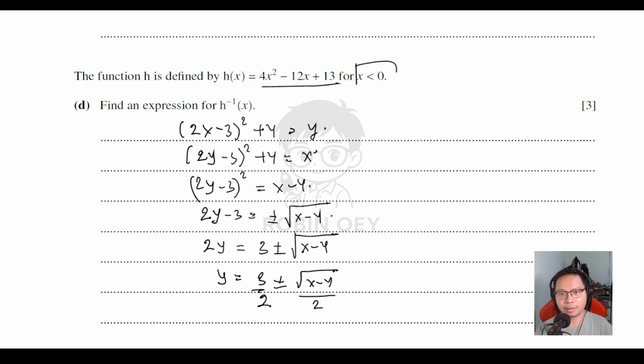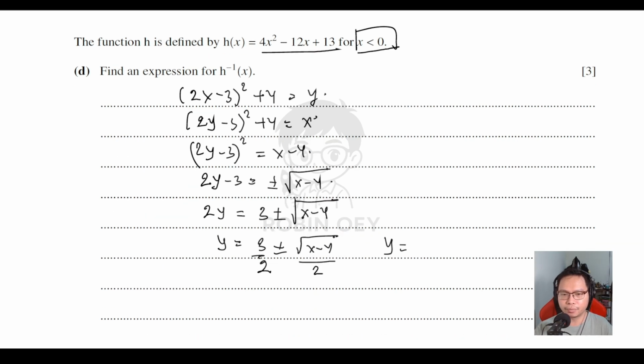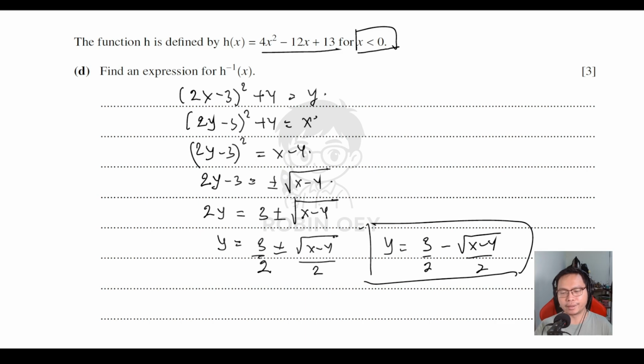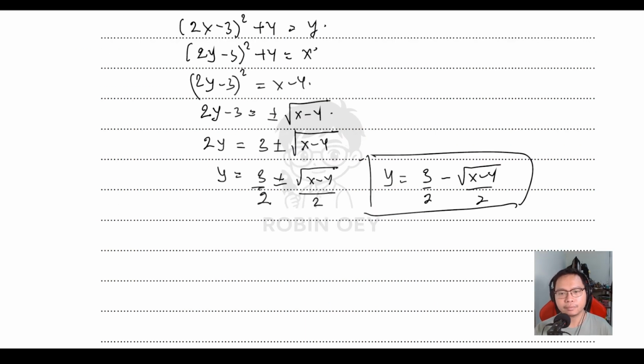So we go back to this: x is less than 0. So we have the domain of the main function, and that would be the range of the inverse function. So in this case, it's less than 0. So the final answer would be y equals 3 over 2 minus the square root of x minus 4, divided by 2. So this is the final answer. Okay, that is it for number 9.